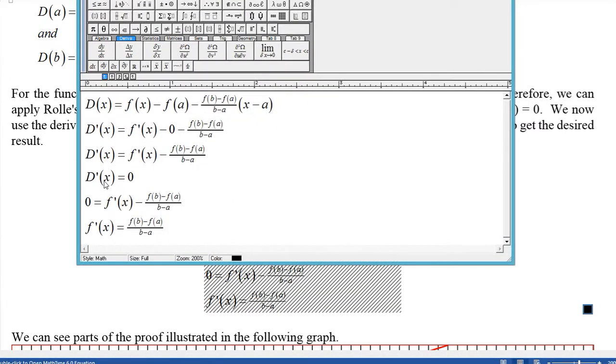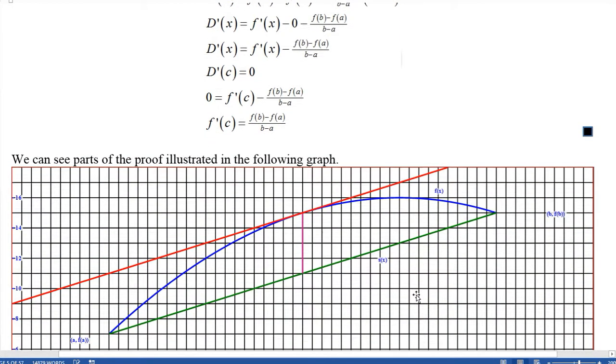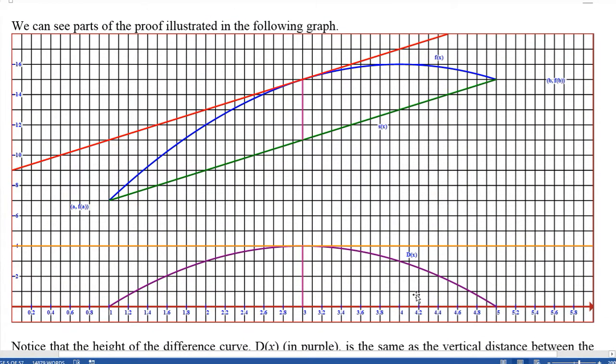we'll do a slight thing. This is not true in general for any x, it's true for c. So d prime of c is 0, so when you put a c here you get 0, and a c here you get the result. So for that particular c value, we have the slope of the tangent line is equal to the slope of the secant line. And that completes the proof of the mean value theorem.